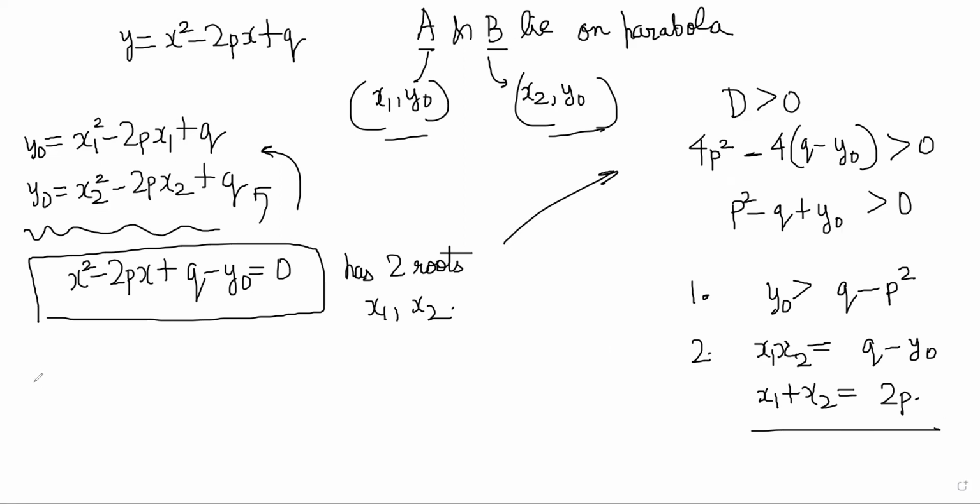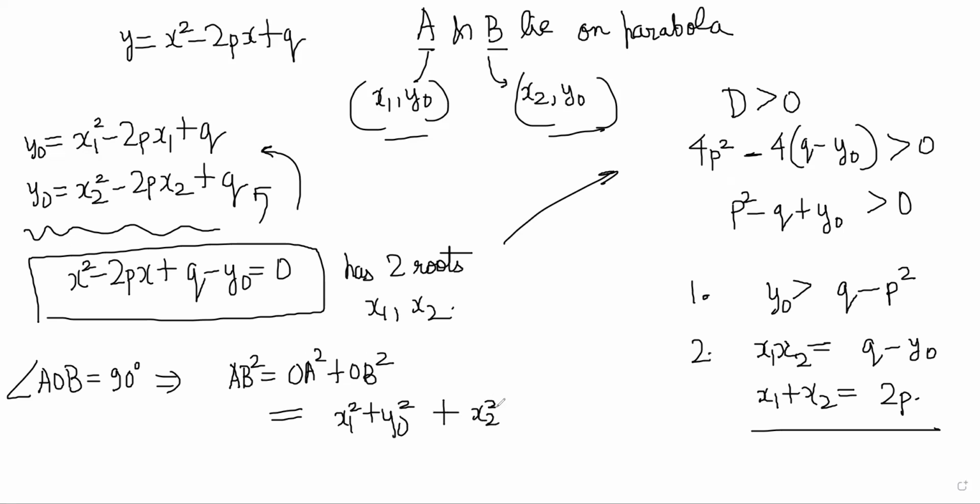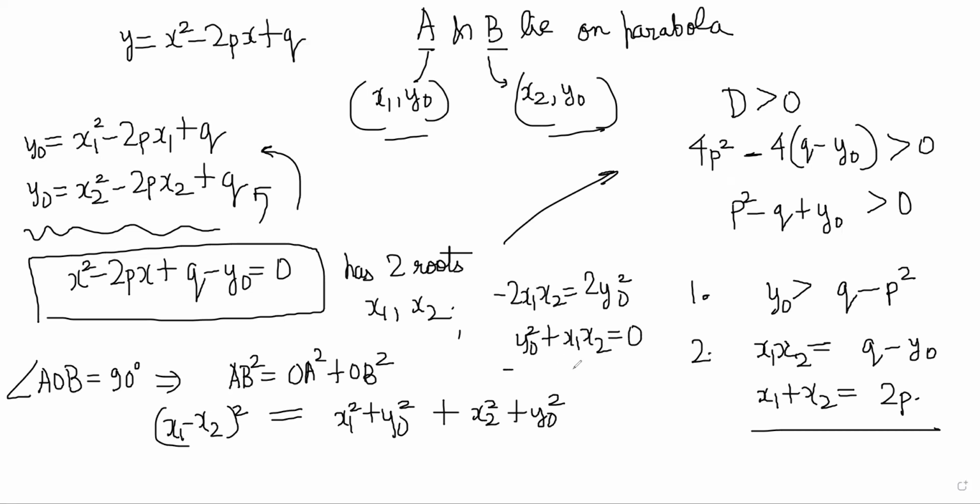Now, if you think about the final condition of the problem, which is angle AOB is equal to 90 degrees, by Pythagoras theorem that means AB square should be equal to OA square plus OB square, right? OA square would be simply x1 square plus y0 square, OB square is x2 square plus y0 square, and AB square is basically x1 minus x2 whole square, right? So if I apply this condition and simplify, you will get minus 2x1 x2 is equal to 2y0 square. So that will become y0 square plus x1 x2 is equal to 0, right? Just simplify it yourself and you will realize this.